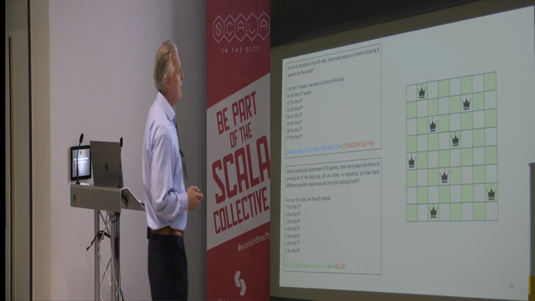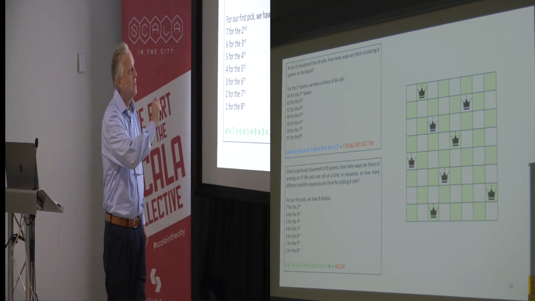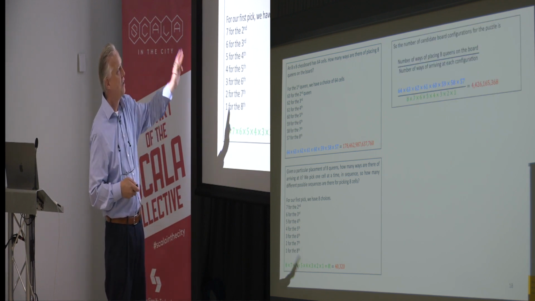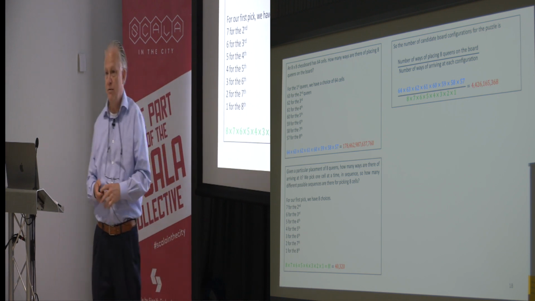So now, if we want to know the number of ways I can arrive at a unique configuration, then I divide that number by that one, and we find that there are still 4 billion ways of doing that, right?